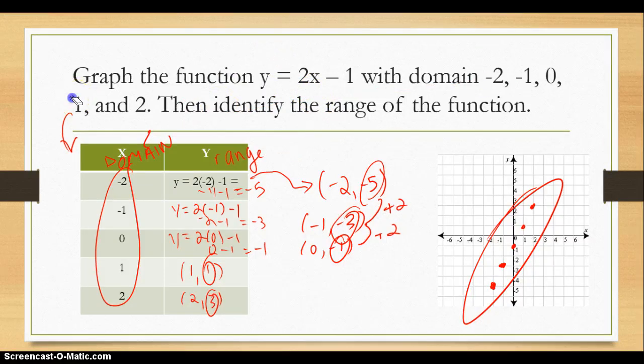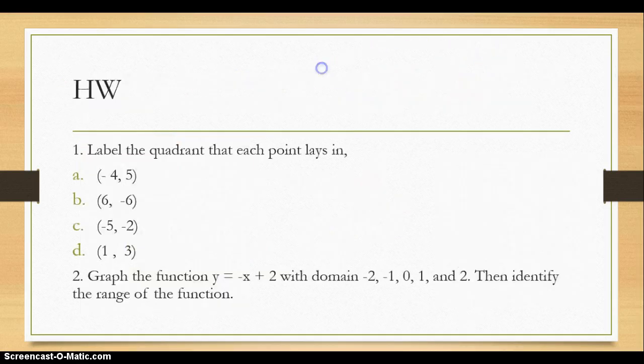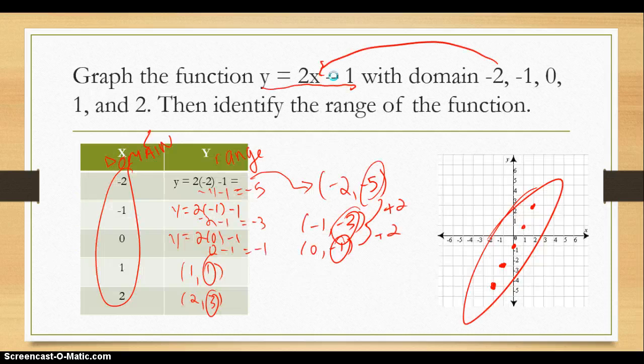Let me erase this real quick. There we go. So graph the function. So we understand that this is the function, and the domain is the x value, -2, -1, 0, 1, and 2, and then identify the range of the function. So the range of the function, okay, tell me the y values.